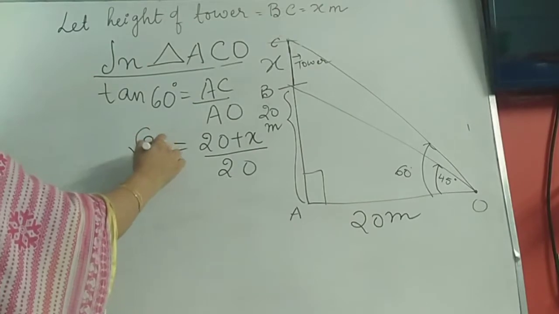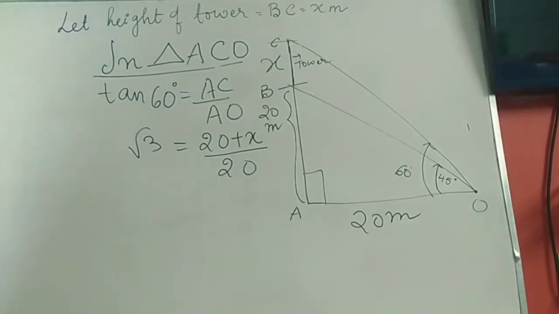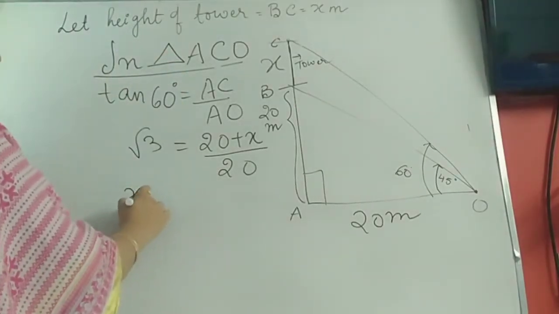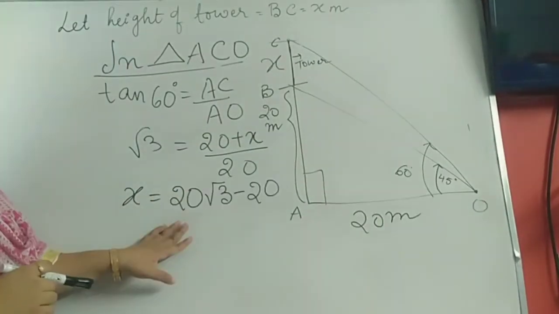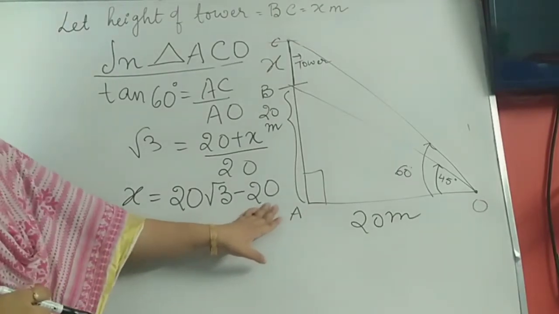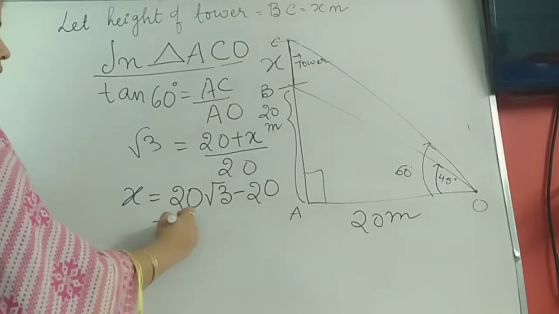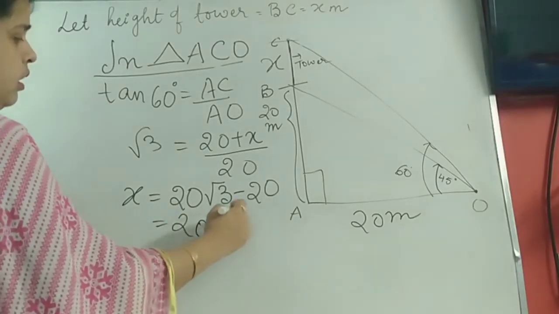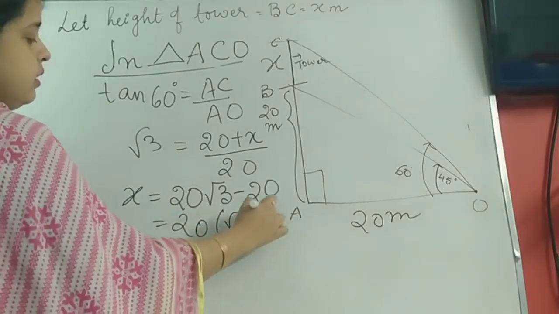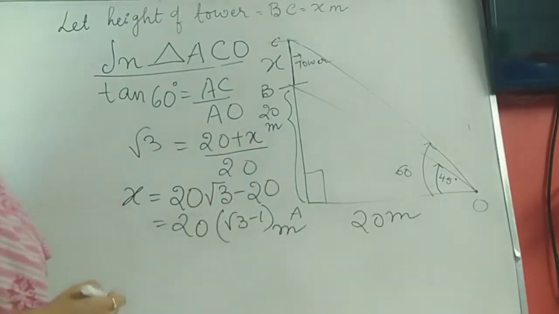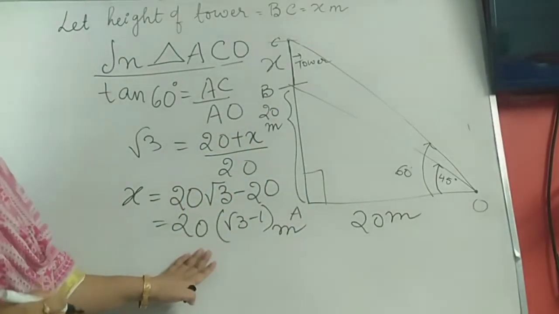What is tan 60? Tan 60 is root 3. Okay, so what is x? 20 root 3 minus 20 we are getting. No, we can take 20 common: 20 times root 3 minus 1. Children, you can keep your answer up to this only, no problem.